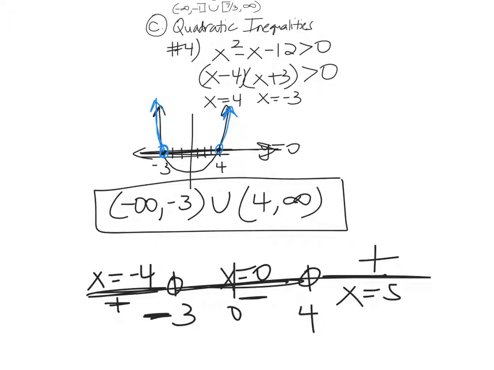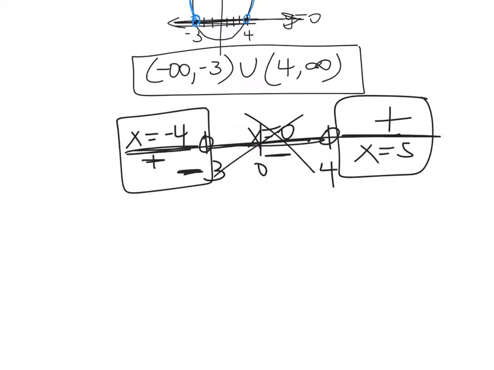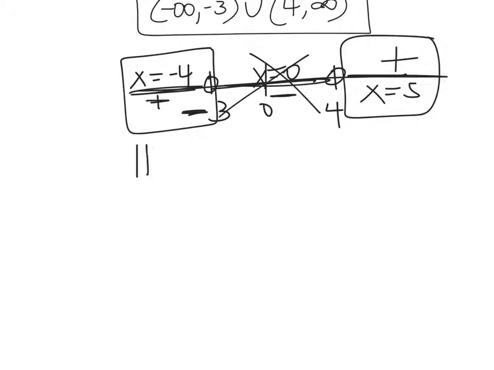So you want to say, where is this greater than 0? It's greater than 0 here and here, but it's negative there. That's another way to do it. That's a little more complicated, huh? I like the graph. Let's try another one. Let's do this one on our calculator now. Number 5.